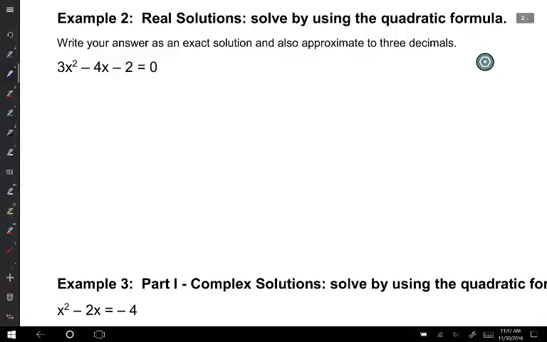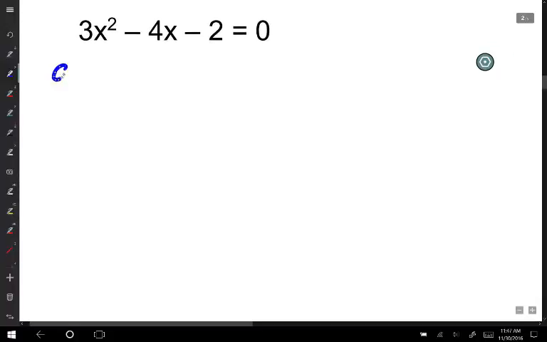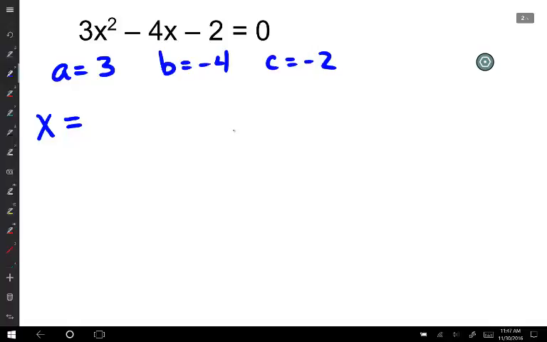All right, so everyone identify what's my A, my B, my C. Write those down. A equals 3, B equals -4, C equals -2. A little challenge for you. I'm not going to sing, but write down the quadratic formula. Go. Write down the exact quadratic formula.